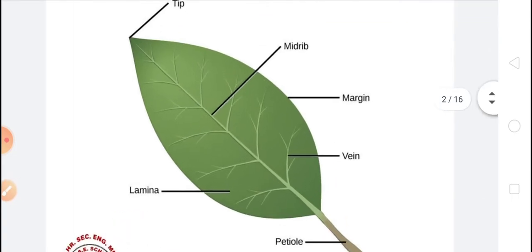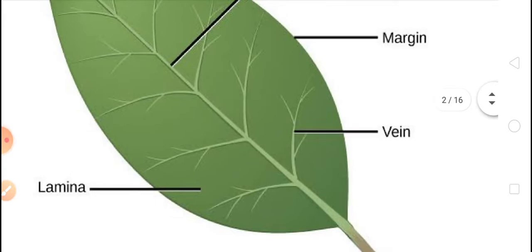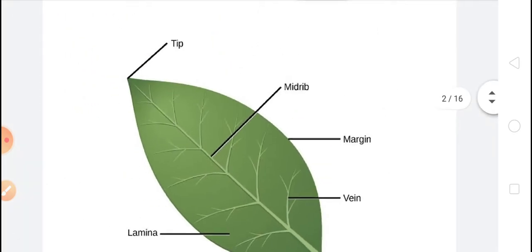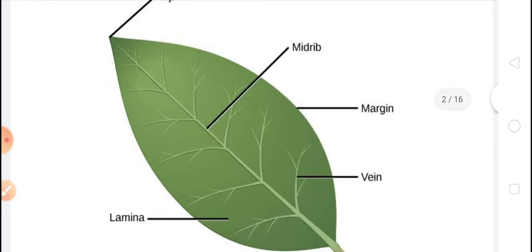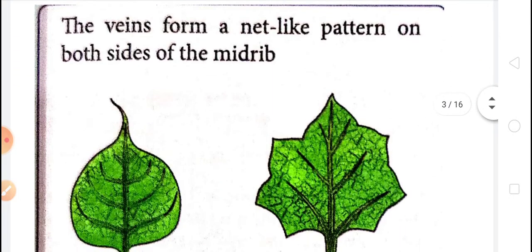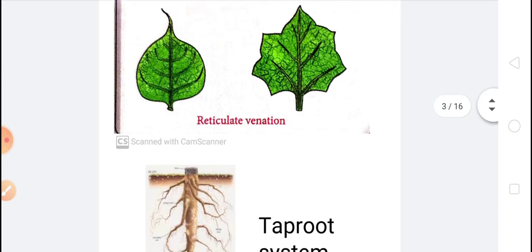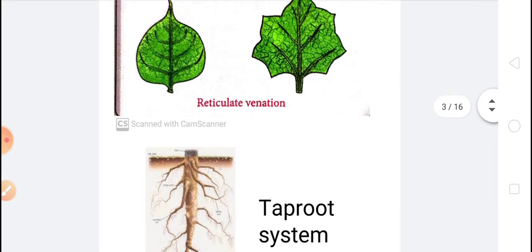And the pattern of these veins, have you seen veins? The pattern of the veins in the leaves is called venation. Venation means arrangement of the veins in a leaf. Okay, there are two types of venation, reticulate venation and parallel venation. So first of all we will see reticulate venation.